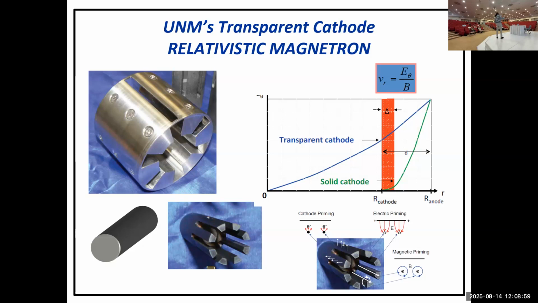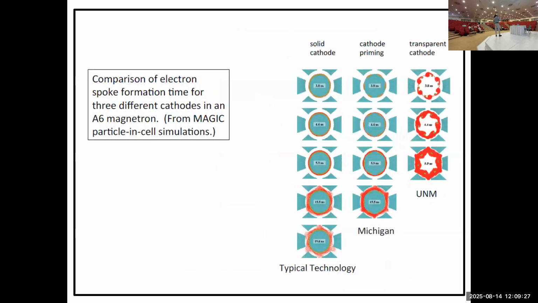So the field on the surface of these emitters is not zero, because with a solid surface the tangential component of the electric field will be forced to be zero on the surface, right? But here, you will have higher fields, so the electrons born on these emitters will have a favored phase. They are already synchronized, so they have a faster starting time. So UNM was able to run this on the CNS machine.